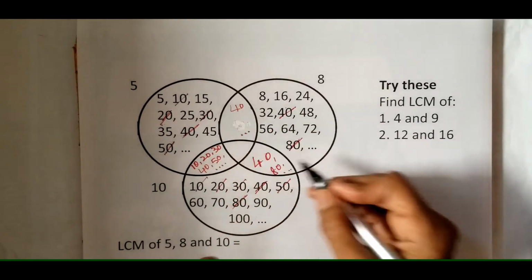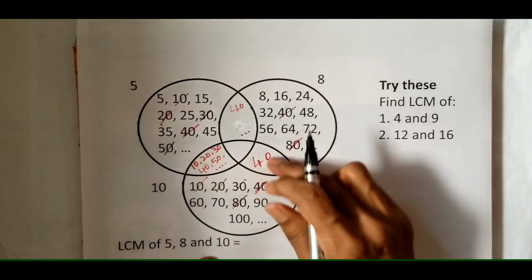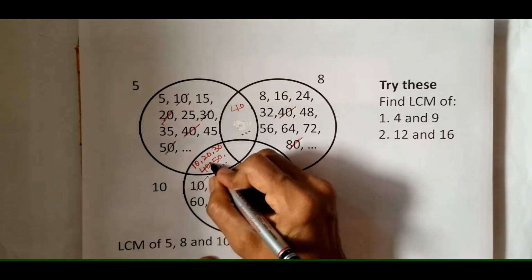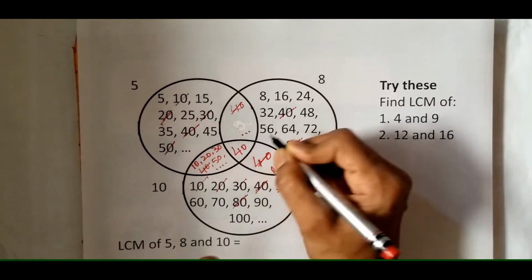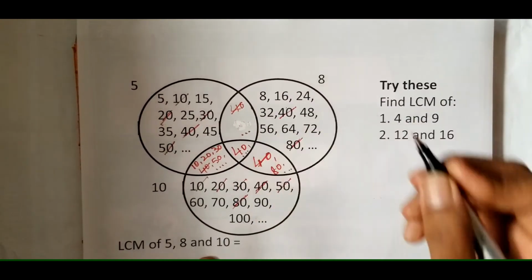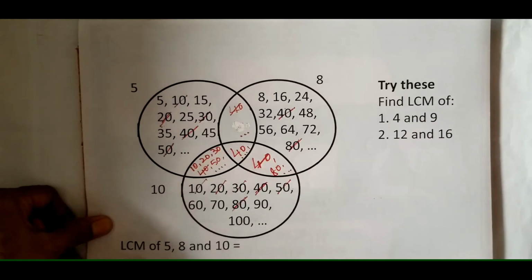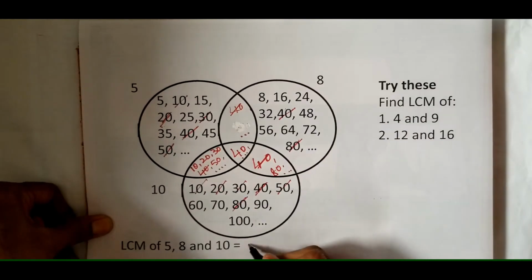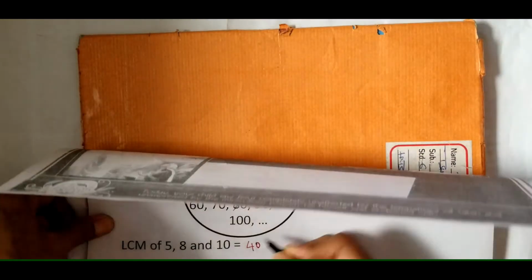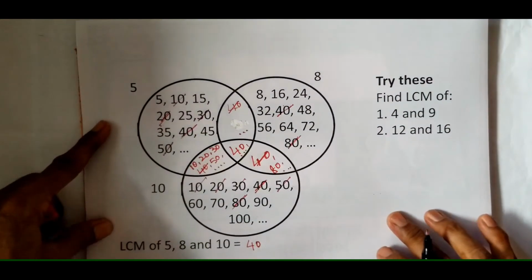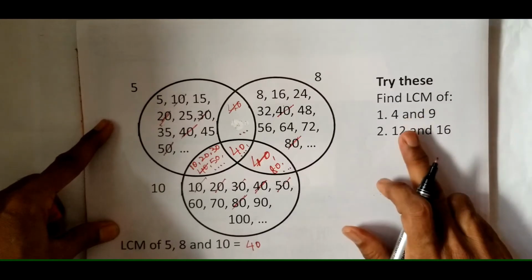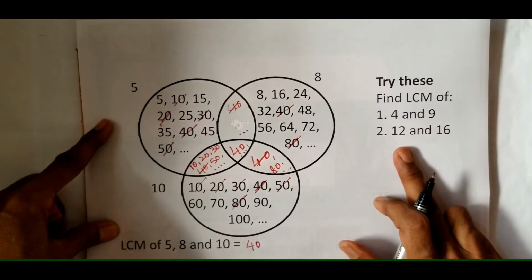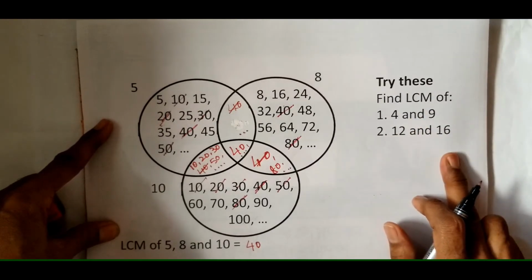Now we have to see here. What is common between these three now? 40. Then it will be 80 and so on. So LCM of 5, 8 and 10 will be 40. That is the first common multiple. Now try these two questions on your own. Find the LCM of 4 and 9 and find the LCM of 12 and 16.